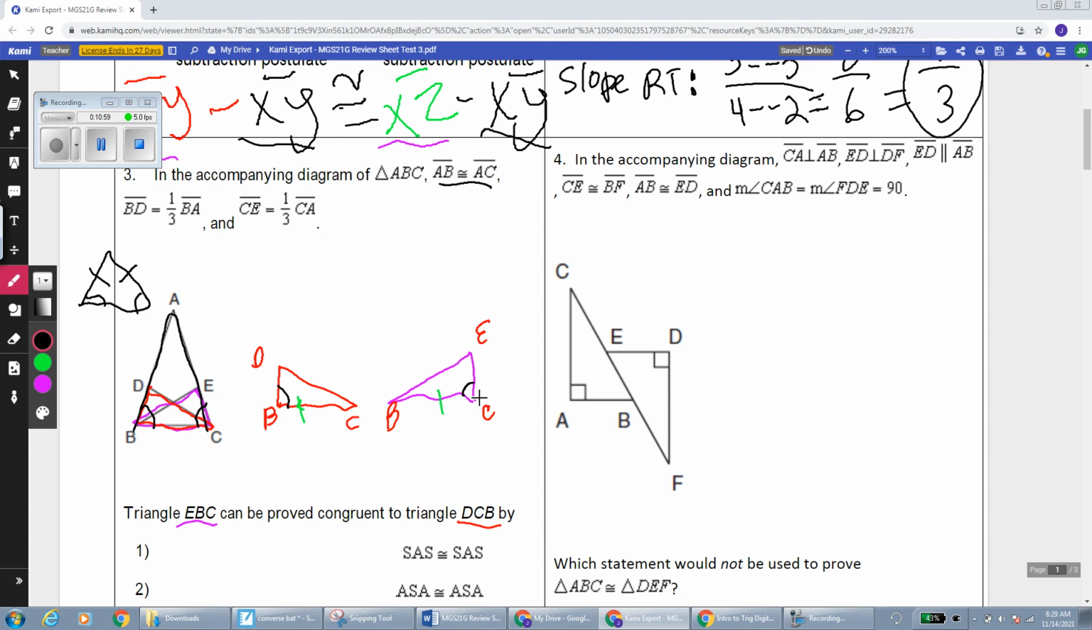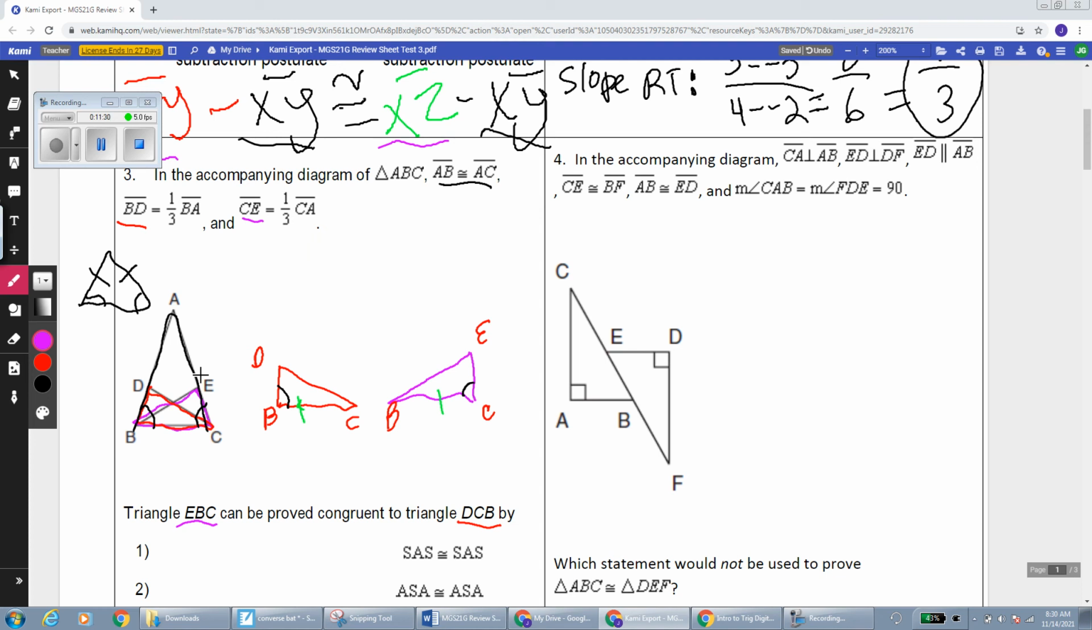Let's take a look at the next piece of information. They tell us that BD, which is a side of the red triangle, so it's a side we would definitely be interested in, is 1/3 of the whole side BA. And they also tell us that CE, which is this whole side of the purple triangle here, is 1/3 of the whole segment CA.